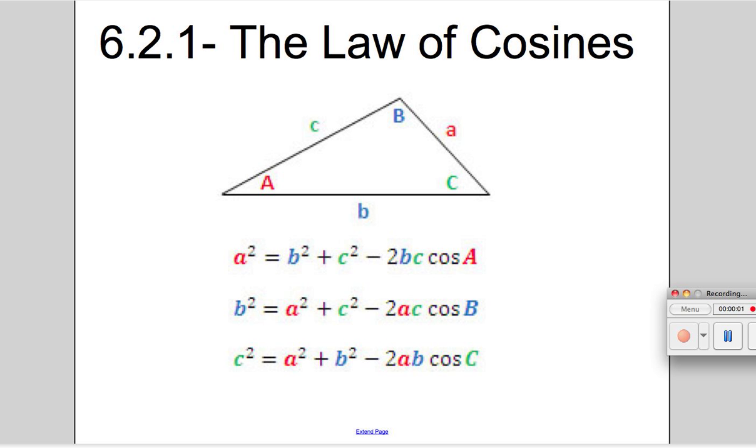This is video 621, and the goal of this is to summarize the law of cosines and to look at an implication involving bearings of ships and such. So first of all, the law of cosines.